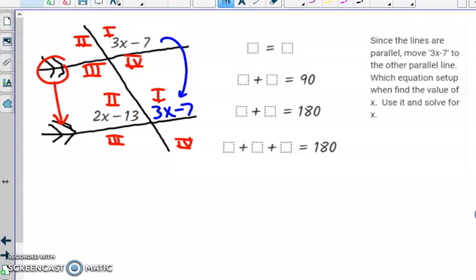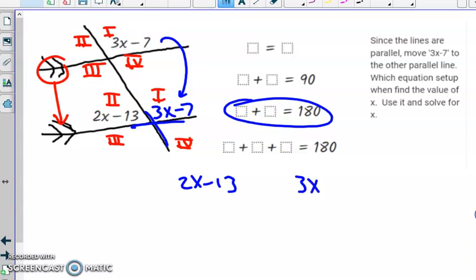You'll notice that now we have 2 lines that are intersecting each other, and the angles are next to each other. Anytime the angles are next to each other, that means the angles add up to 180 degrees. So we have 2x minus 13. The other angle is 3x minus 7. And we're going to add them together and set equal to 180.